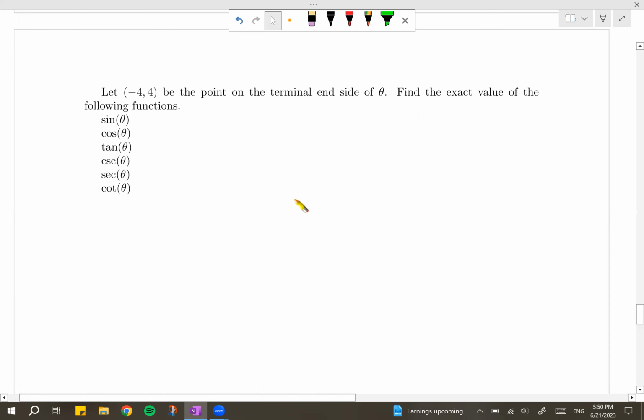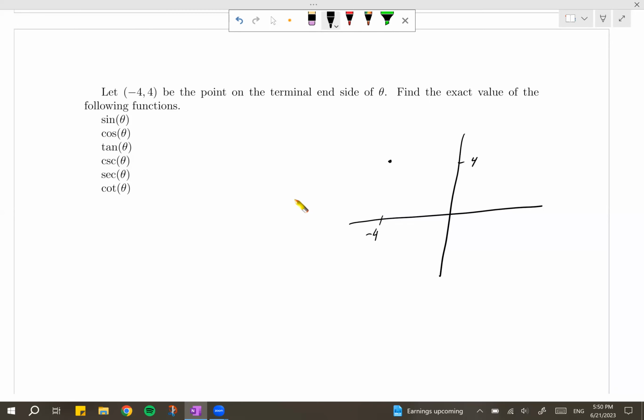So we have the point, okay, so I'm going to draw my x and y axis here, and we have the point -4, 4. So it looks something like this, where this is our angle theta. All right. This length here is going to be -4. This length here is 4.